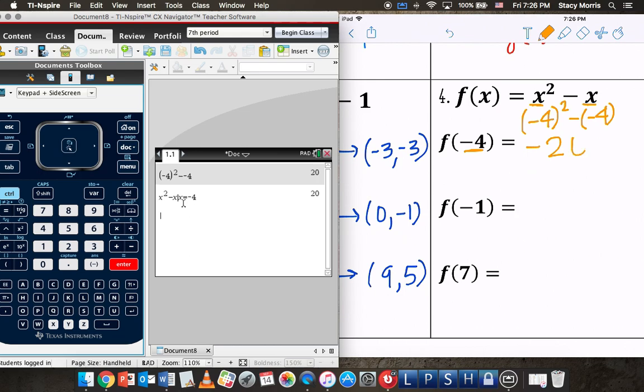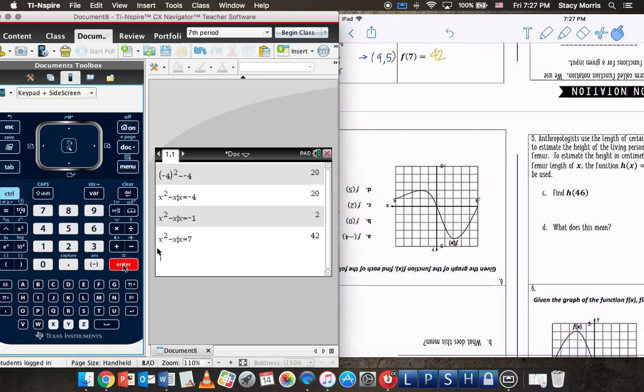Again, using my calculator, I would just scroll up and highlight this. So I want to now know what is x squared minus x when x is -1. So I'm going to delete that 4, change it to a 1. So when x is -1, it is 2. And the last one, I want to know what is x squared minus x when x equals 7. So positive 7. It is 42.